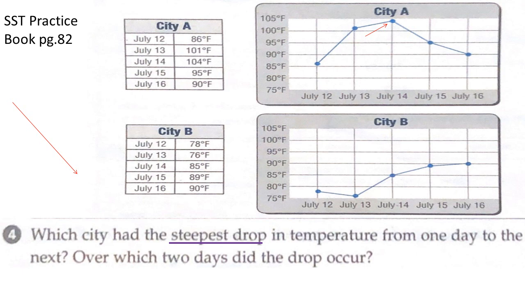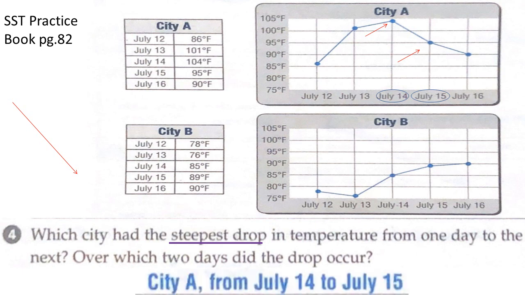I see two boxes all the way from 104 to 95 degrees. Even though there are other examples where there are drops, they're not steep drops. For instance, for City A, from 95 to 90 degrees Fahrenheit, but that's just 5 degrees Fahrenheit. But 104 to 95 is quite a drop, right? And this has happened right here from July 14 to 15. These are the two days. So the answer is City A, where I see the temperature dropped abruptly from July 14 to 15.